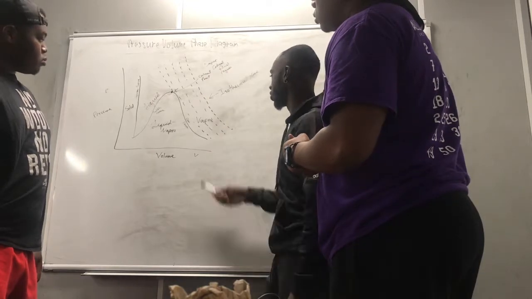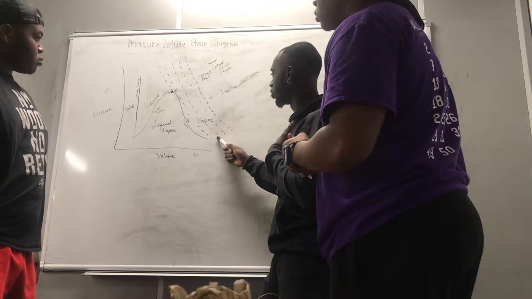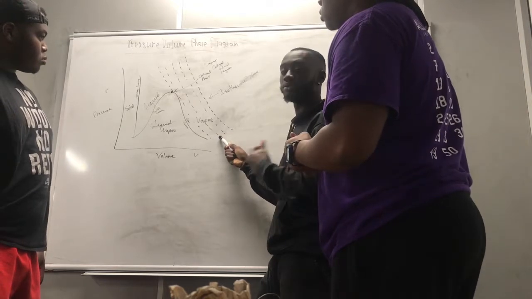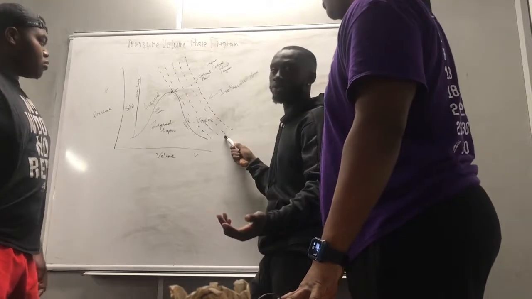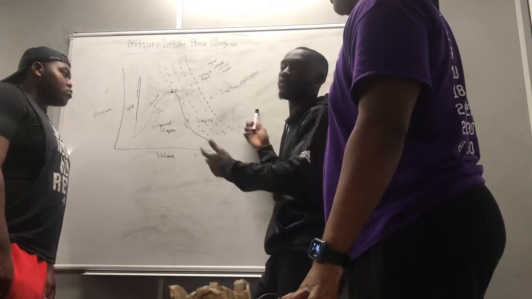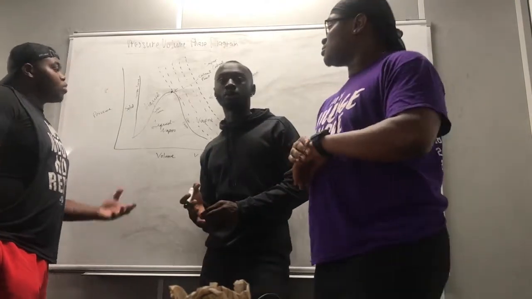For example, this could be the dew curve for a temperature of 300 Kelvin. This one could be the temperature at 335 Kelvin, and so forth. And that is all we have so far for the pressure volume diagram.